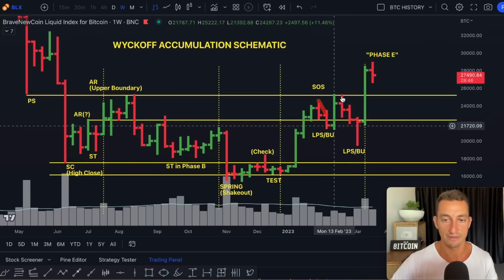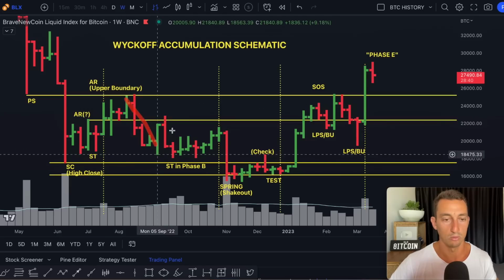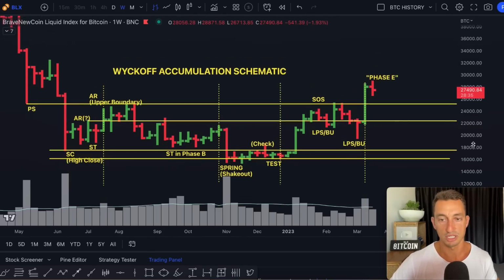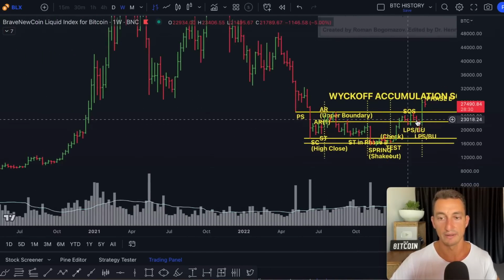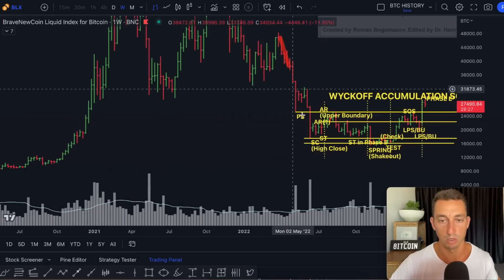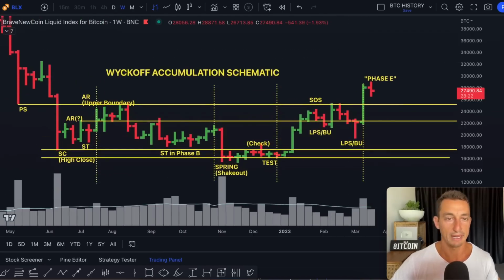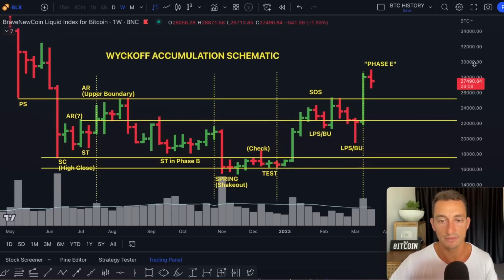So the supply sides have been very short-lived and not very big at all compared to what we've seen previously. Look at all these moves to the downside here. If I scroll this chart in, we are really in the very small sections of this whole entire area. These downside moves are very small compared to what we've seen on the move down previously in the bear market. So going back to where we are in phase D, this is evidenced by a pattern of advances, SOSs, which is signs of strength on widening price spreads. So these are the things that we have to see in the market.